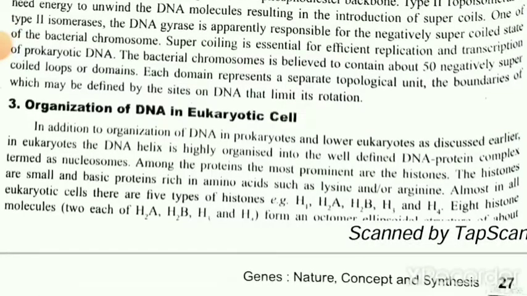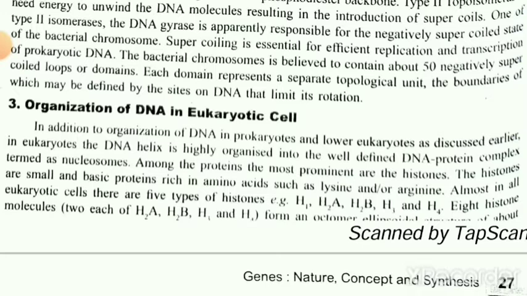3. Organization of DNA in eukaryotic cell. In addition to the organization of DNA in prokaryotes and lower eukaryotes as discussed earlier, in eukaryotes the DNA helix is highly organized into well-defined DNA-protein complexes termed nucleosomes. Among the proteins, the most prominent are the histones. The histones are small and basic proteins rich in amino acids such as lysine and arginine. Almost all eukaryotic cells have 5 types of histones, for example H1, H2A, H2B, H3, H4.